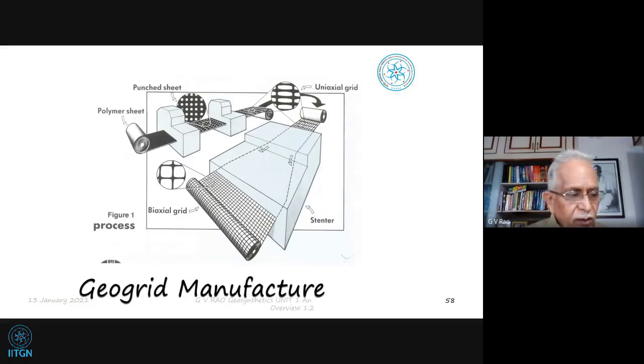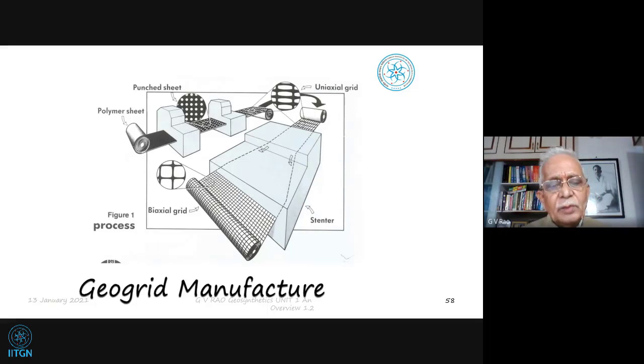Now here we have oblong kind of openings. We're not worried about that, but otherwise this is a symbol. You can say this is the uniqueness of the uniaxial grid, and this is the uniqueness of the biaxial kind of grid.